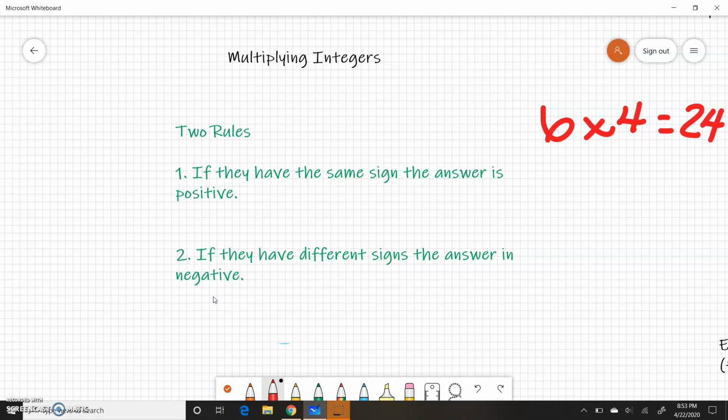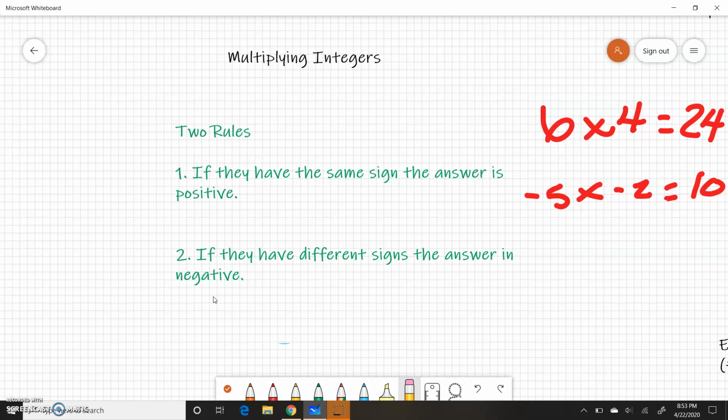Or I could have negative 5 times negative 2. 5 times 2 is 10, and the rule is if they have the same sign, the answer is positive. So this is negative and this is negative, so your answer is positive. Even though they're both negative, your answer is still positive. If the signs are the same with two numbers, then your answer is positive. So that's rule number one.